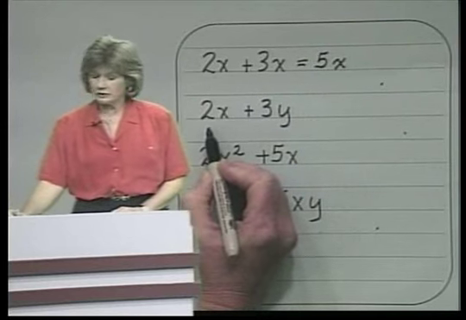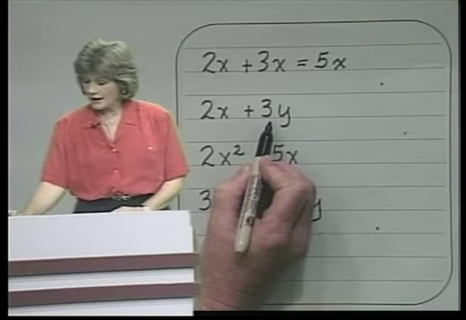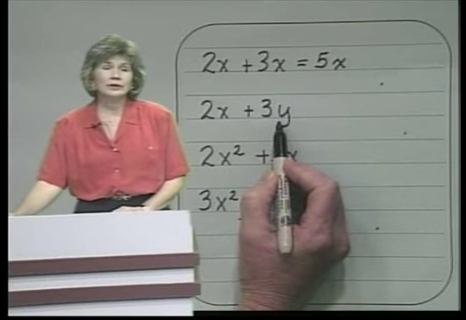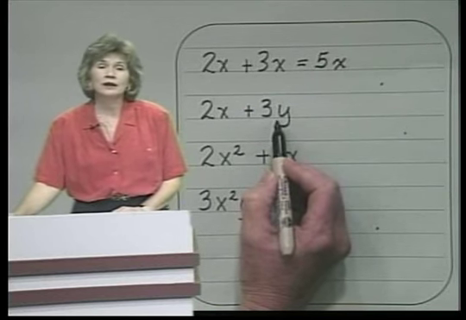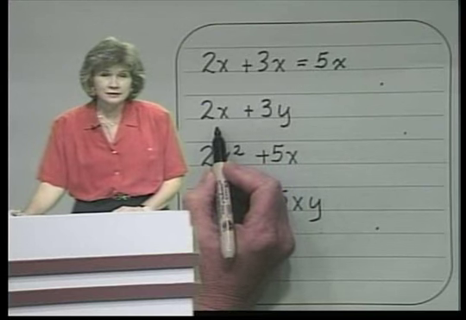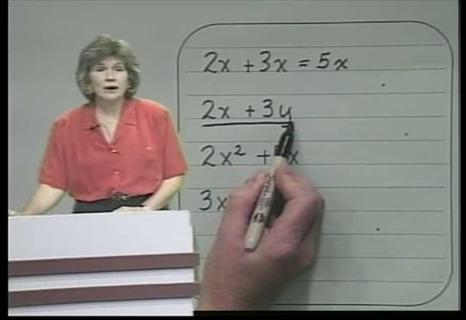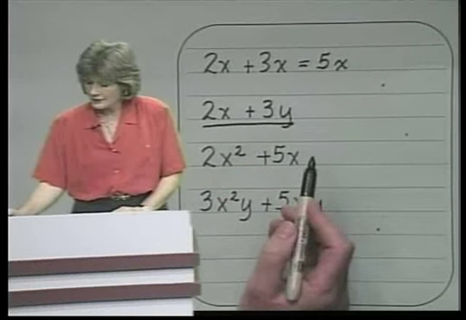What about the next one? 2x plus 3y. The first term is an x term. The second is the y term. We cannot add those two together. We can only add x's to other x's. We can only add y's to other y's. So 2x plus 3y is as added as that one gets.